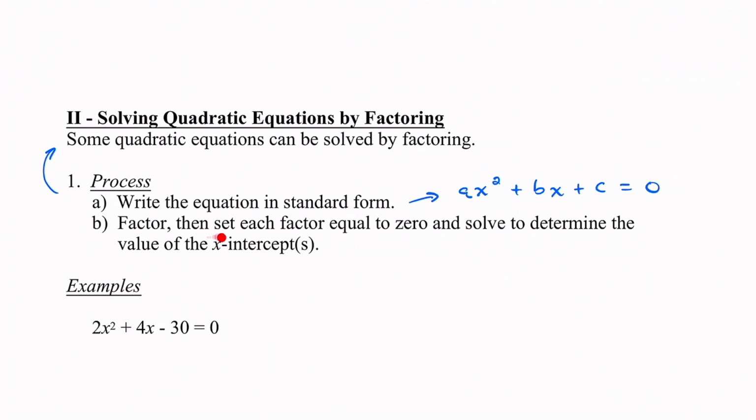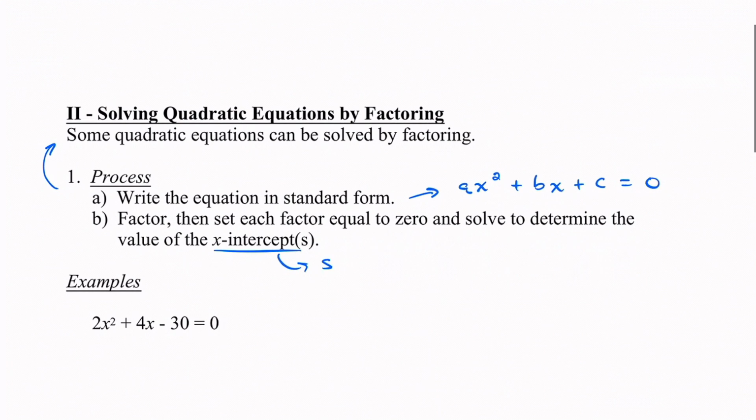Then set each factor equal to 0 and solve to determine the value of the x-intercepts. Another word that we used for x-intercepts, we've used the word solutions, zeros, and we've also used the word roots. So all of these are synonyms, they all mean the same thing.